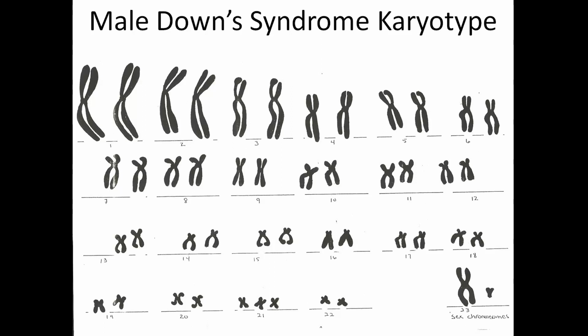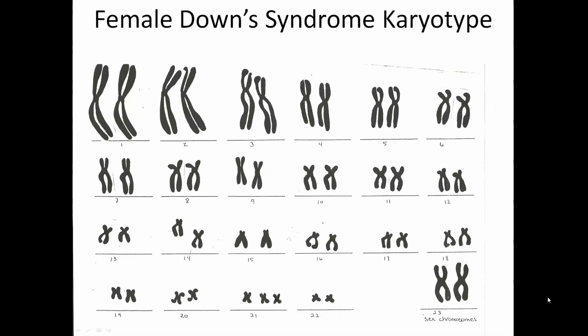There's a male with Down syndrome. All the autosomes are correct except for the 21st. There are 3 copies, but there's an XY for a male. And here's a female with Down syndrome.